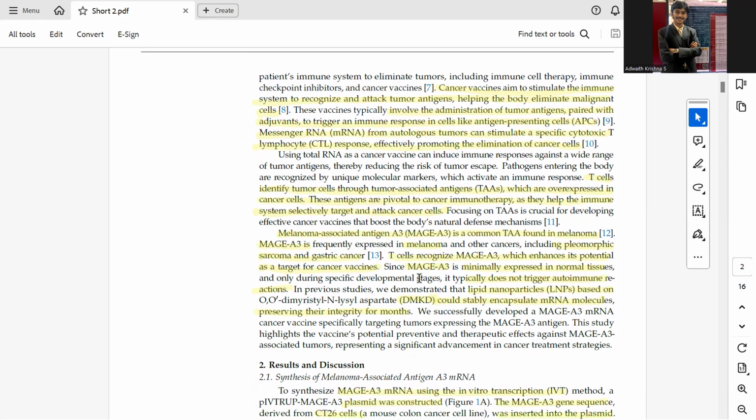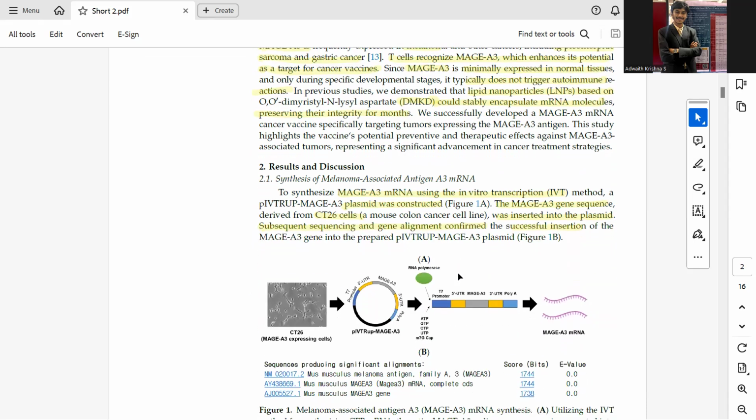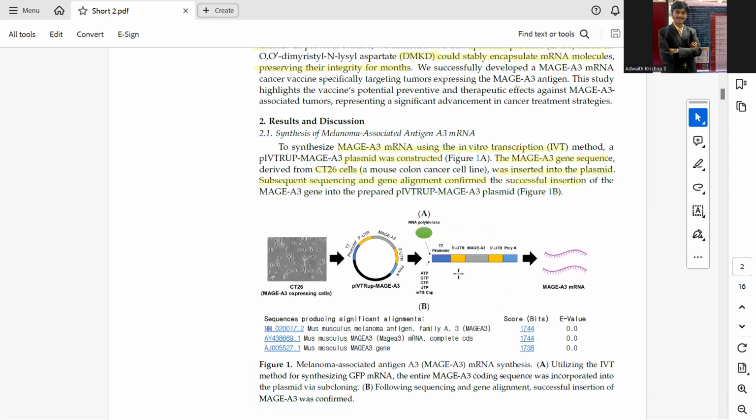Since MAGE-A3 is minimally expressed in normal tissues and only during specific developmental stages, it does not trigger autoimmune actions. Lipid nanoparticles based on DMKD can encapsulate mRNA molecules, preserve it, and serve as a modality of delivering it. Now, this section contains the basic methodology as well as the results. Methodology is given separately in this article, but since we are briefing it, I'll directly get into the results.